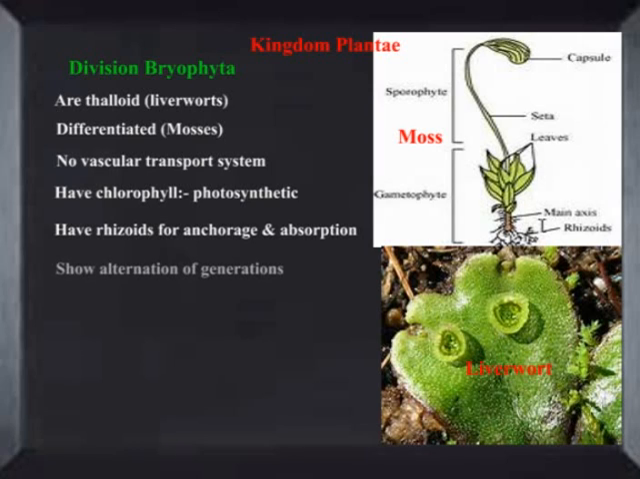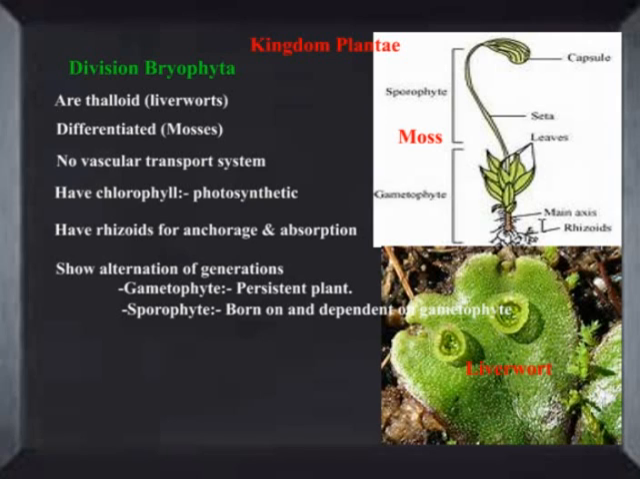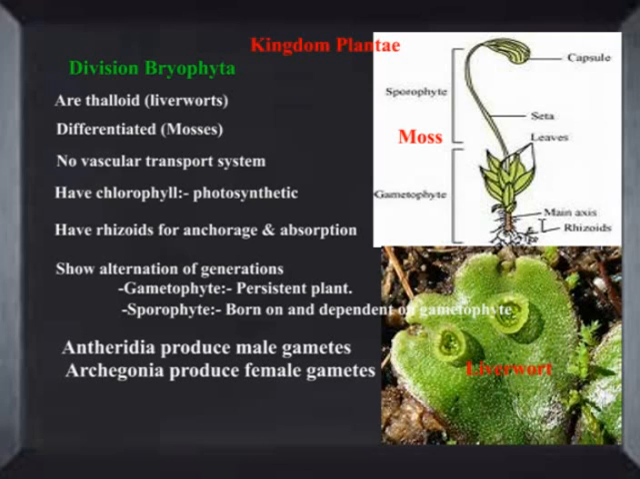They also show alternation of generations. The gamete-producing gametophyte is the persistent plant. The spore-producing sporophyte is borne on the gametophyte on which it is dependent. The male gametes are produced by antheridia and the female gametes are produced by the archegonia. Fertilization depends on the availability of water. Finally, they are terrestrial, growing on damp substratum like rocks, walls, and marshes.